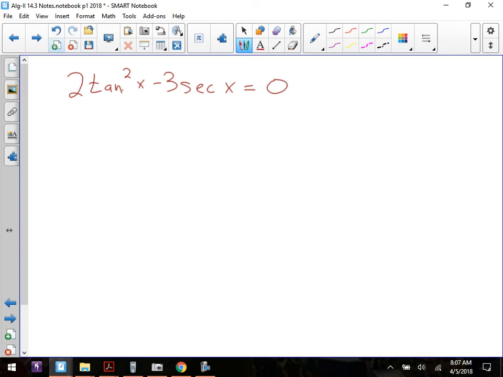Careful. Secant squared minus 1. Okay, secant squared minus 1. So I get 2. I'm doing this one on the interval as well. I forgot to say that. I'm going to do this one on the interval. We'll worry about general solution stuff later.